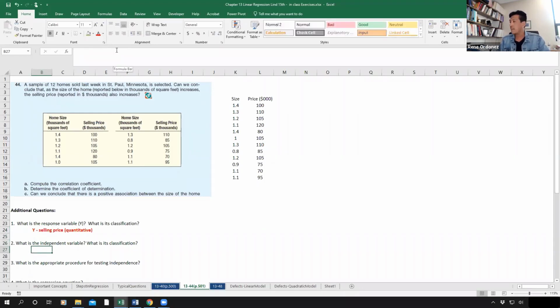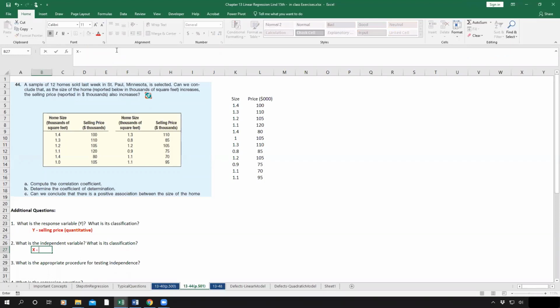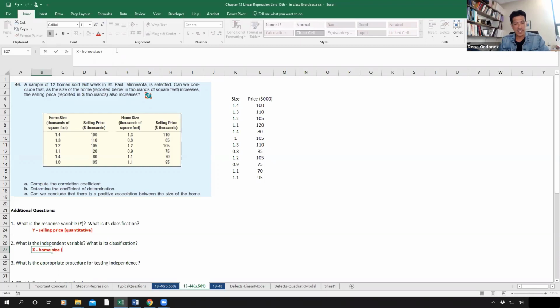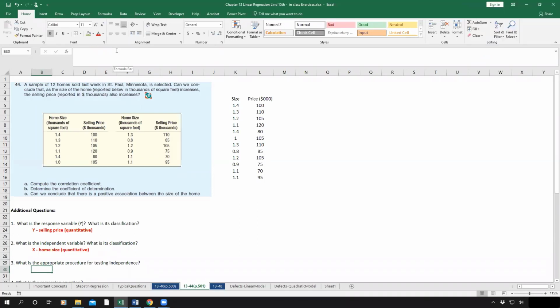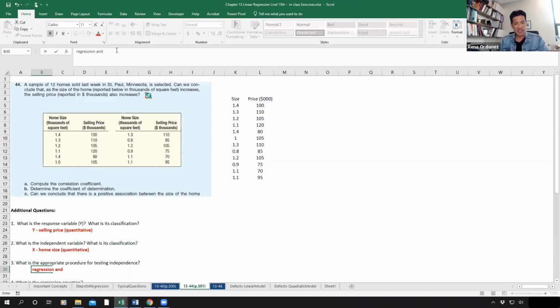All right, how about the independent variable? Megan? Is it the home size? Okay. Home size, and this is quantitative or qualitative? Quantitative. Okay, good. And the appropriate testing procedure, Hannah? Is it the same one as last time, the linear regression and correlation? Yeah, that one.